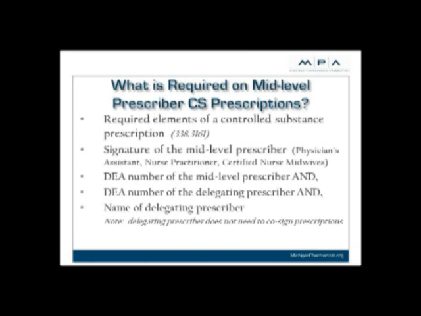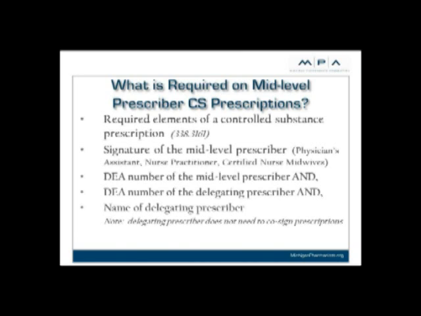And again, just a reminder, mid-level practitioners are not independent prescribers. They are not authorized to use a DEA number of the MD or the DO. They must have their own DEA number to be able to prescribe controlled substances. So they must have their own DEA number, and both their number and the physician's DEA number must appear on that prescription, and obviously the name of the delegating prescriber and the signature of the physician's assistant, the nurse practitioner, or the certified nurse midwife.